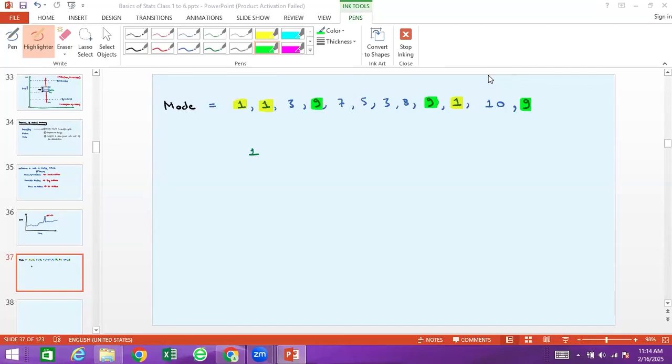No. Actually, when it comes to mode, there can be multiple modes in a data set. In the case that you are seeing here, we will say that 1 and 9 both are mode. So there can be multiple modes in a data set. If there are two values which are equally frequent, then both are mode.